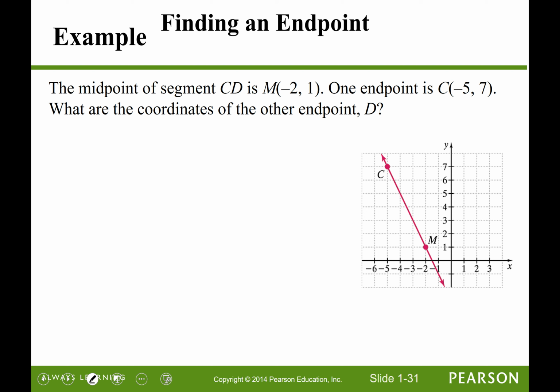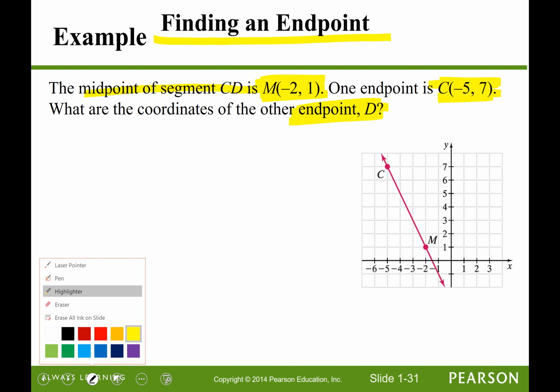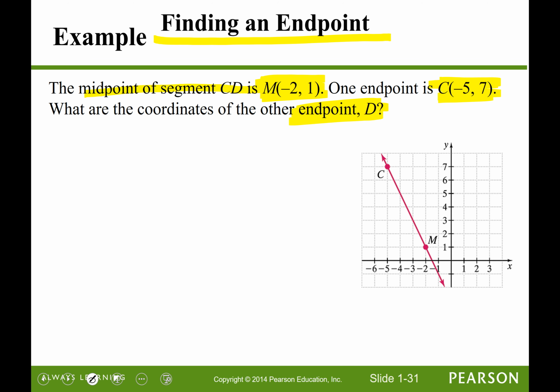Okay, now this example is similar. We're going to use the same formula, but it's a little different in that we're being asked to find an endpoint this time. So we are given the midpoint of segment CD being -2, 1, and we're given one of the endpoints, C, which is at -5, 7, and then we're being asked to find the coordinates of the other endpoint, point D. I want to put this on the graph first so we have an idea of what's going on.